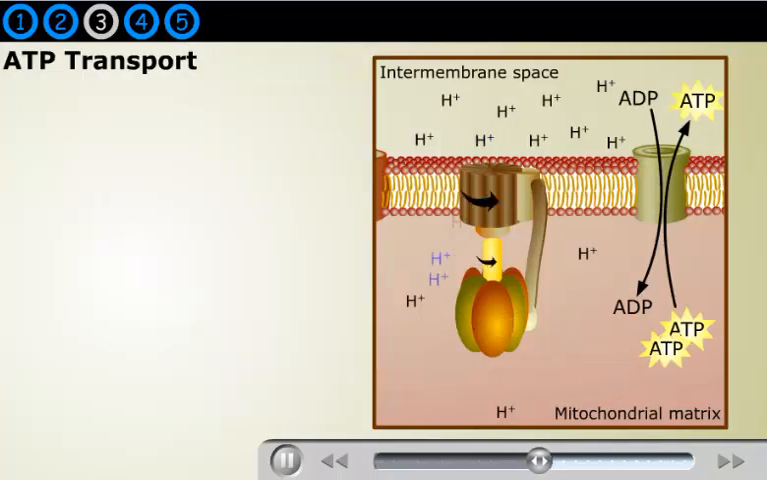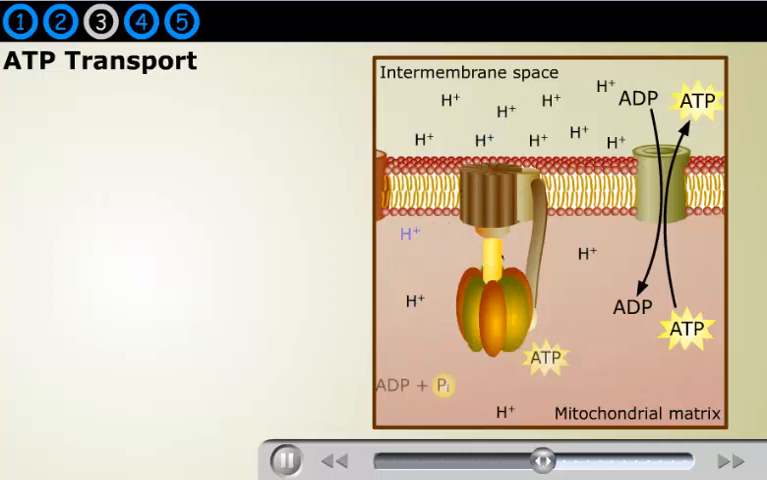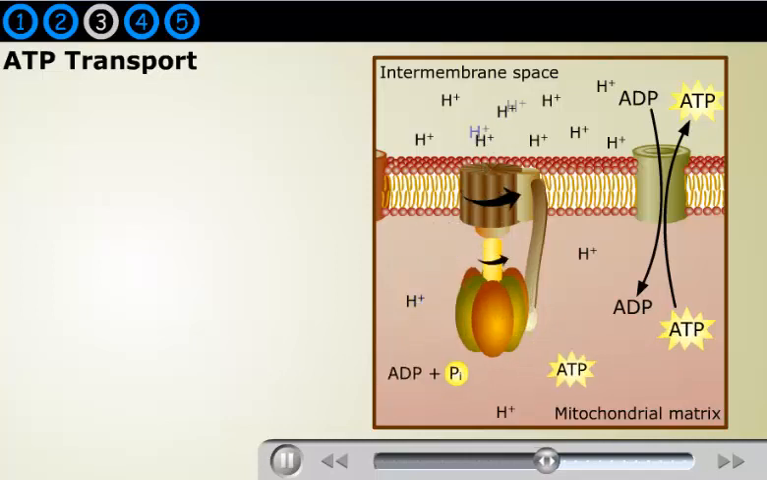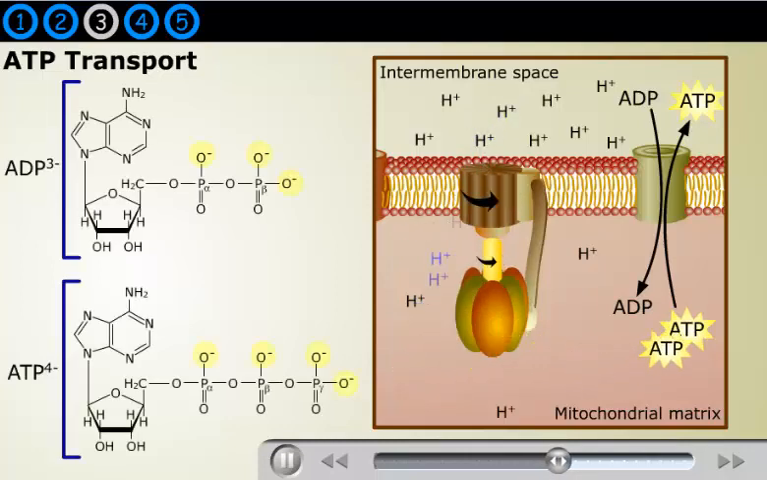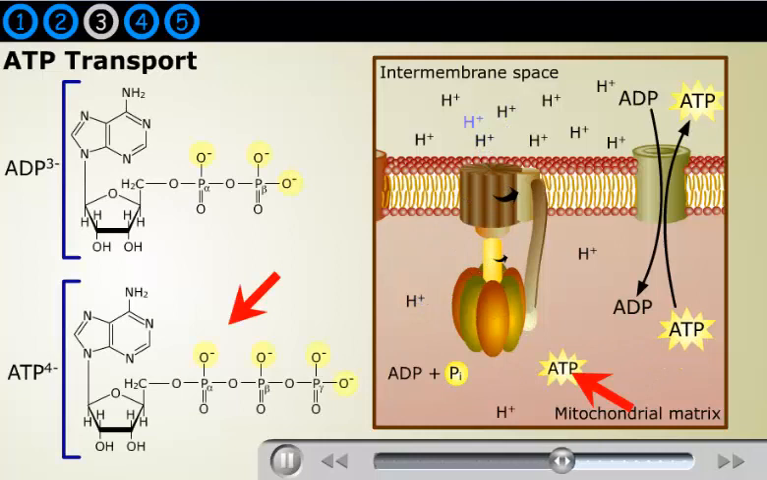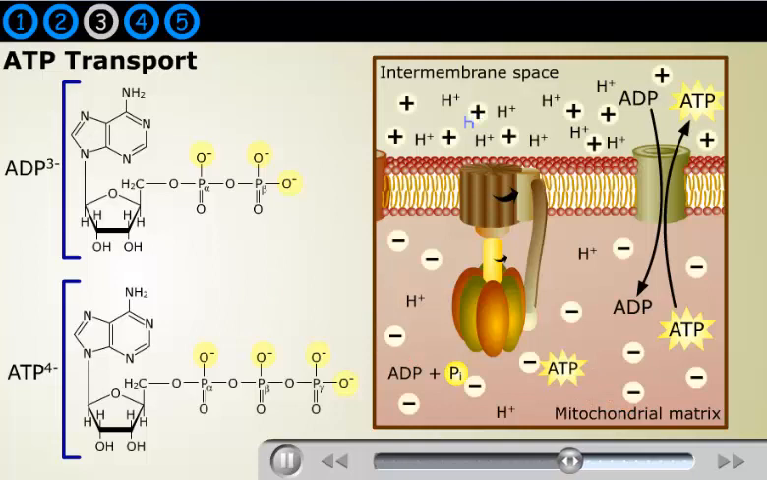The newly formed ATP is transported out of the mitochondrial matrix. Its export is coupled to the import of ADP. ATP carries a greater negative charge than ADP, so its export is favored by the membrane's electrical potential.